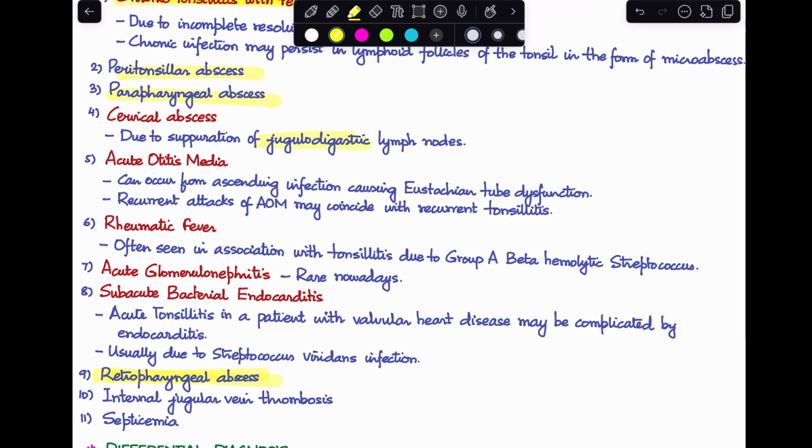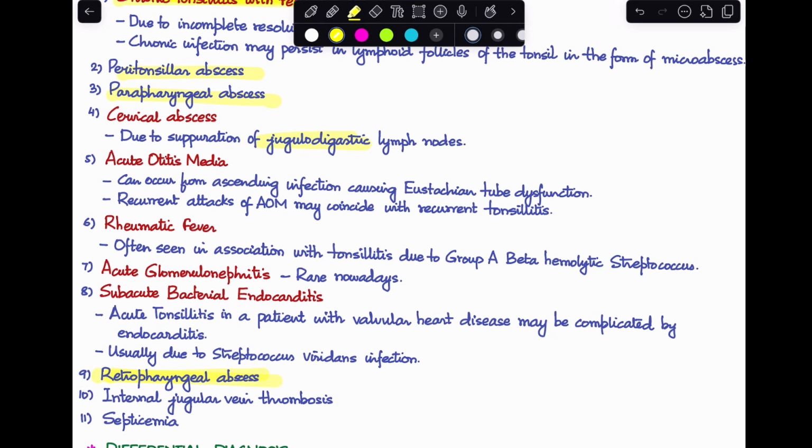Then, acute otitis media, something that I already mentioned. So, there can be ascending infection causing a eustachian tube dysfunction, leading to recurrent attacks of acute otitis media. So, the patient will come to you with ear pain. Next, especially with the streptococcal cause, the patient can have rheumatic fever. This is very often seen in association with tonsillitis because of the group A beta hemolytic streptococcus.